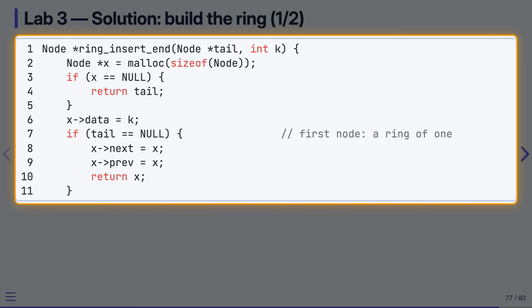Now the Lab 3 solution. This is ring insert end, the first half. We malloc a node into X, and if that fails, we return the tail we were given, so the ring is unchanged. We set X arrow data to K, then comes the base case. If tail is null, the ring is empty, so X is the only node. It points at itself both ways, X arrow next to X and X arrow prev to X, and we return it as the new tail.